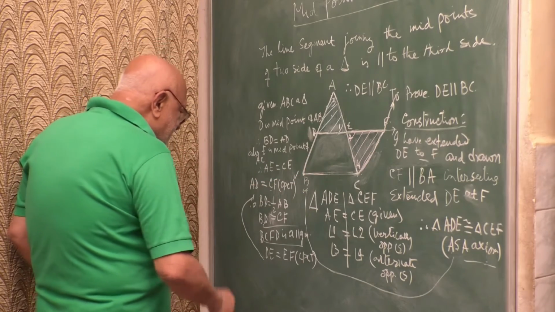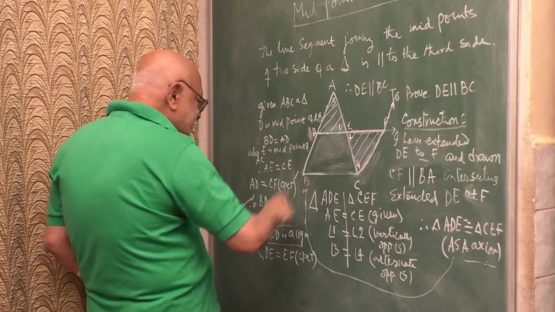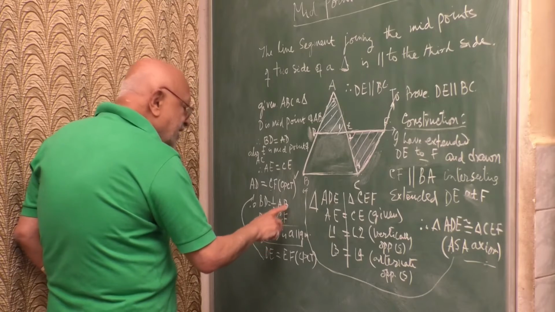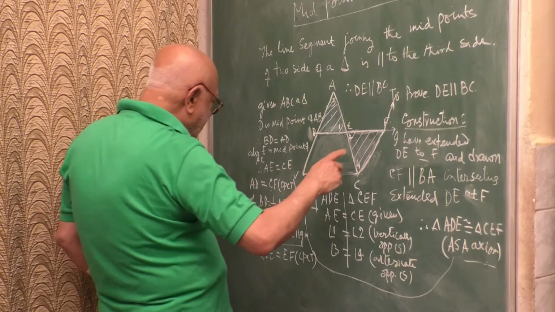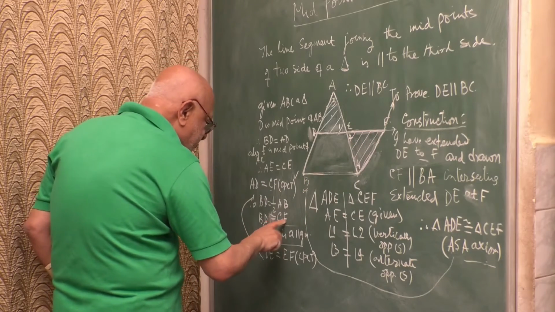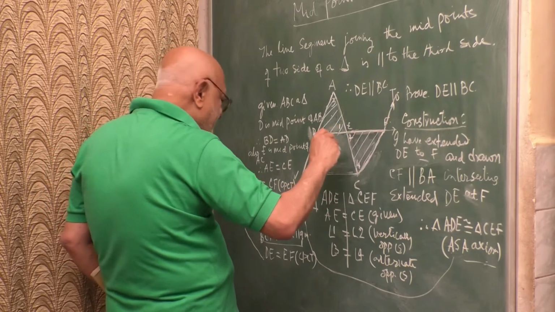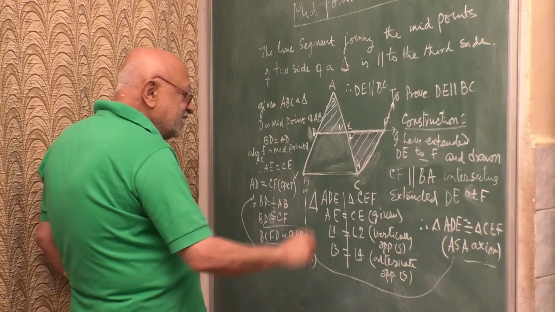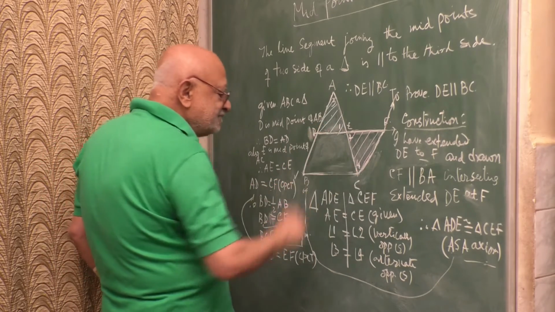Okay, so then I have taken BD. BD is equal to half of AB. So BD is also, since AD is parallel to CF, so I have taken BD is equal to CF, and proven BCFD is a parallelogram. Therefore, DE is parallel to BC.